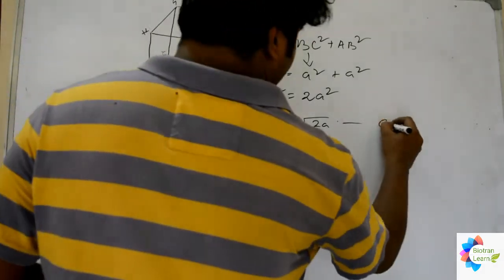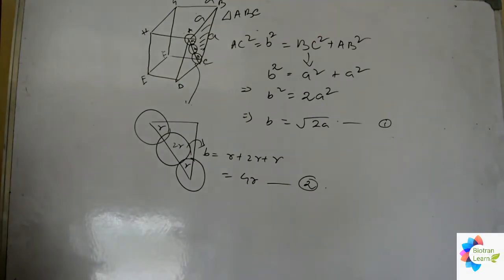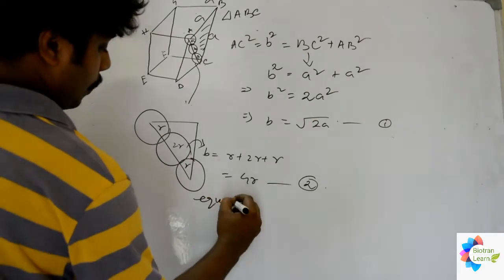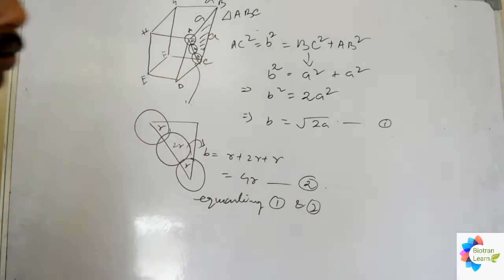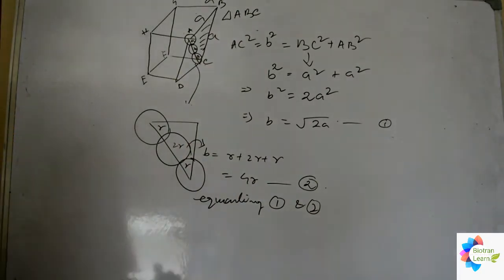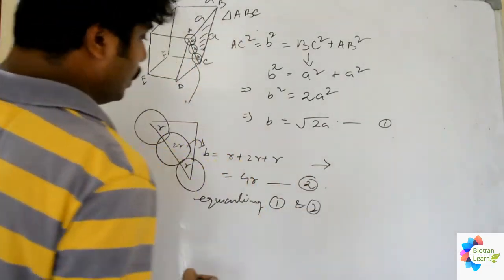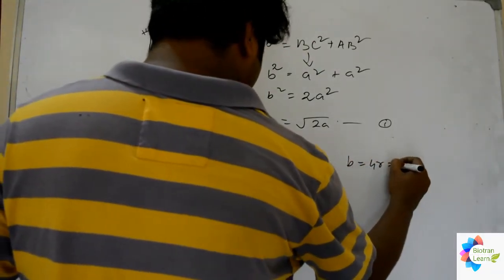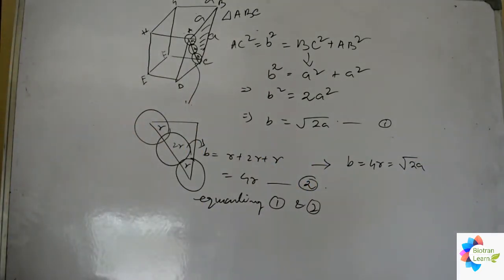Now this was our equation 1 and this is our equation 2. In this case we will be equating both equation 1 and 2, right? And then what we get, I'm doing it in here, B is equal to 4R, that is equal to root 2A. In this way we can write by equating both the equations.